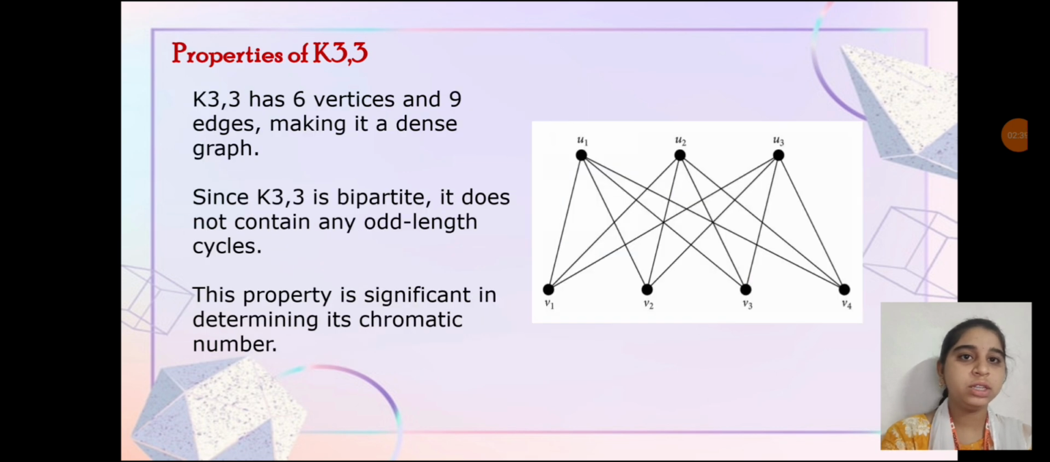Properties of K33. K33 has 6 vertices and 9 edges, making it a dense graph. Since K33 is bipartite, it does not contain any odd length cycles. This property is significant in determining its chromatic number.